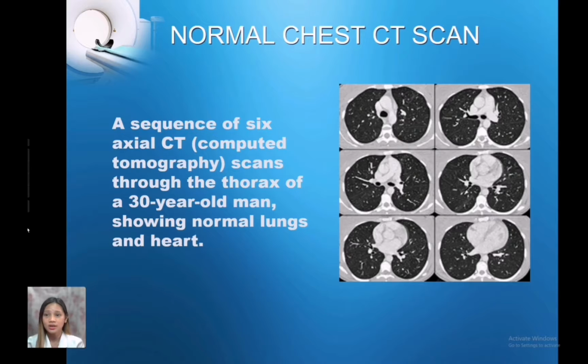In this image, this is a sequence of 6 axial CT or computed tomography scans through the thorax of a 30-year-old man. Looking at the pictures, it shows normal lungs and heart of the patient. The front of the chest of the patient is located here at the top. This is the area of the chest, and the right side of the patient is this one, which is on the left side of the image.